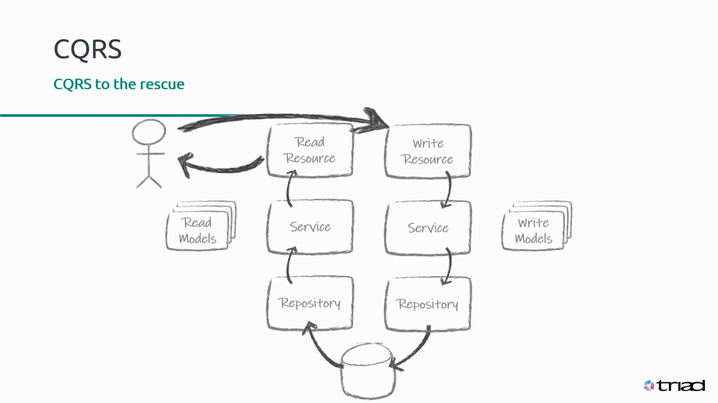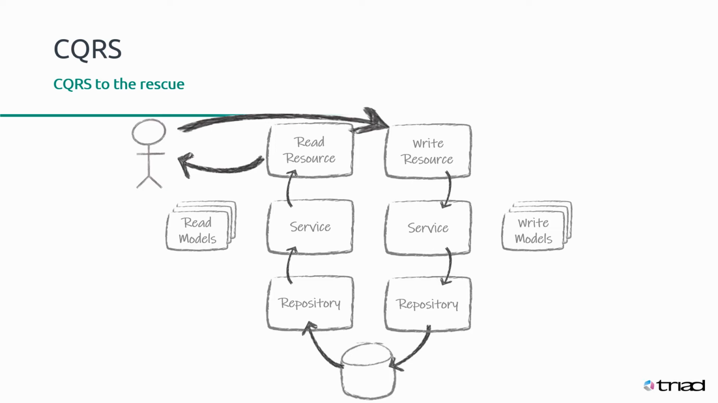Enter CQRS. CQRS splits the conceptual model into separate models for update and display, or command and query. For example, on a web page, the view will be rendered using the query model, and the change will be routed to the separate command model. Then the resulting change is communicated to the query model to render the updated state.